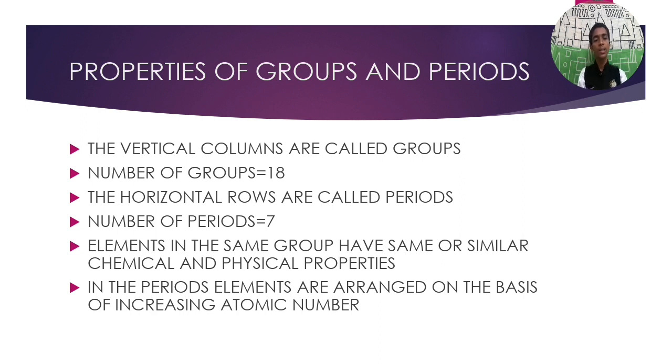Elements in the same group have same or similar chemical and physical properties. That is, elements present in the same group have same or similar chemical properties and physical properties. In the periods, elements are arranged on the basis of increasing atomic number, and that means as the period number increases, the atomic number also increases.